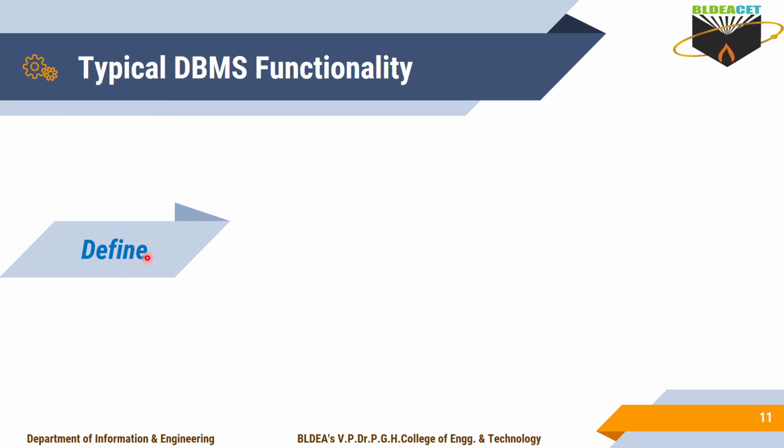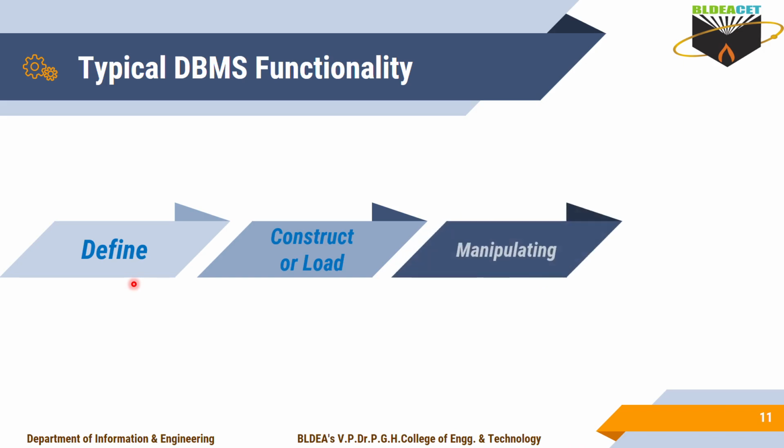So the functionalities of the DBMS. The first one is define. First you have to define the data. As I told you, define means the definition of the data, that is, the types of the data, structures and constraints of the data. That is what we call define. Next is construct or load. The initial database is stored on a secondary storage medium. After defining the database, you have to store the information related to that data. That is what you call construct or load.